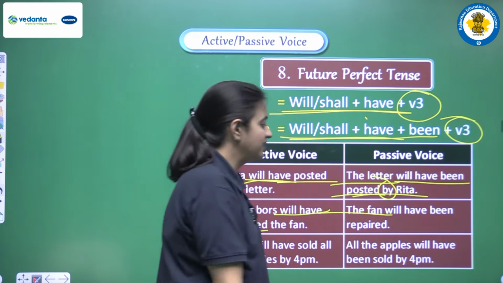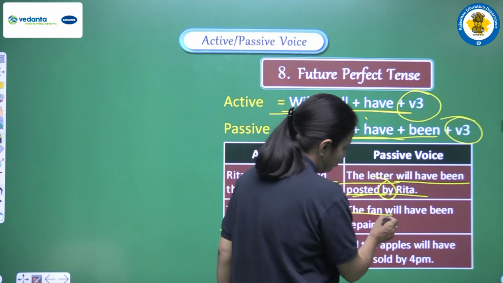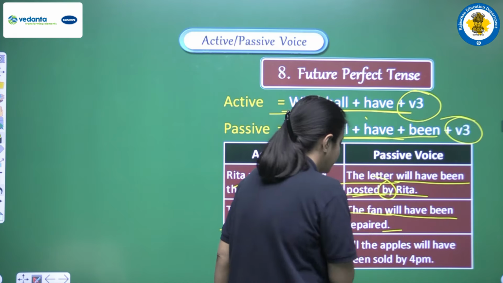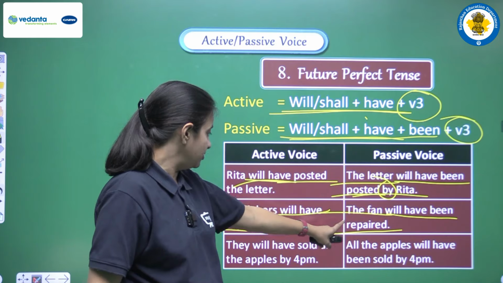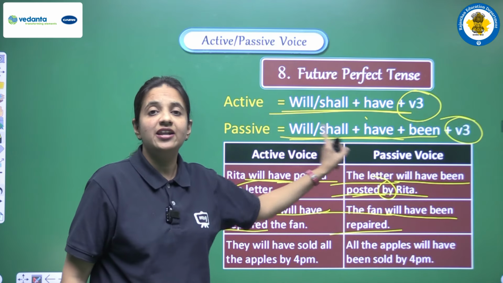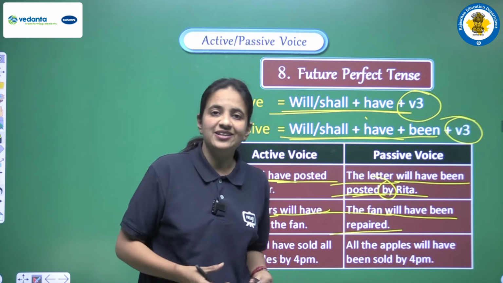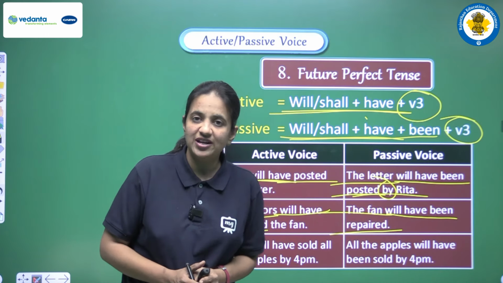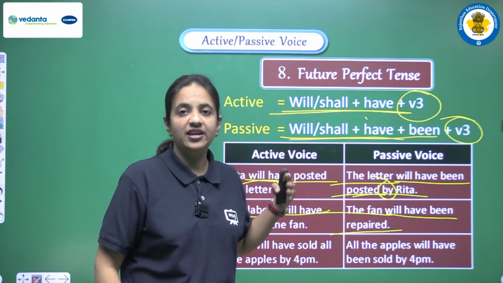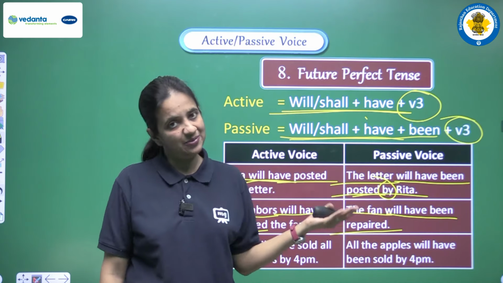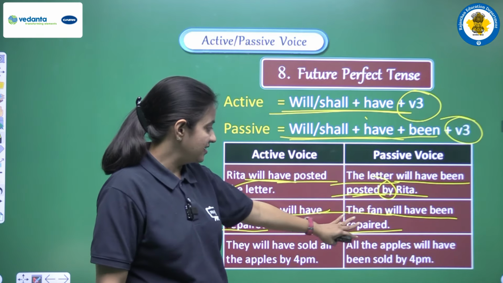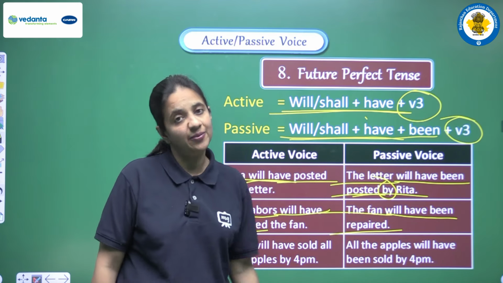So first of all we are writing the fan. Next our helping verb, that is will have been, and next we are writing third form of the main verb, that is repaired. And now we are not adding the laborers here. Why? We know why we are not adding this, because it's very obvious that the laborers will repair it. So our sentence is, the fan will have been repaired.